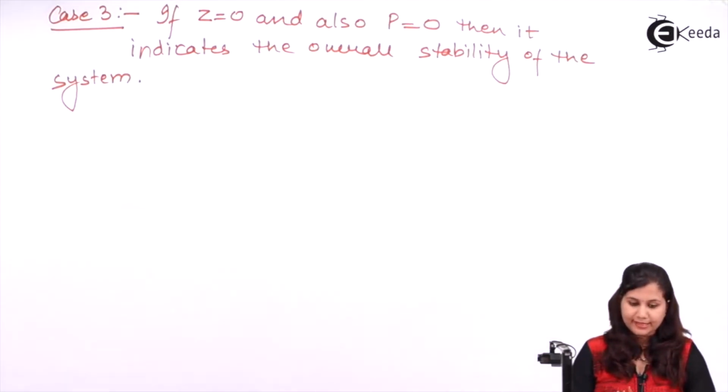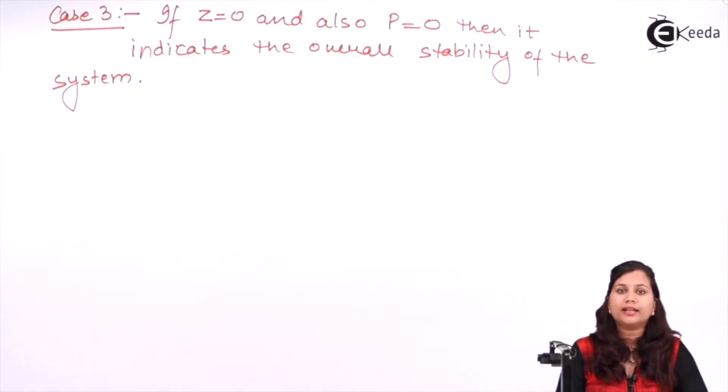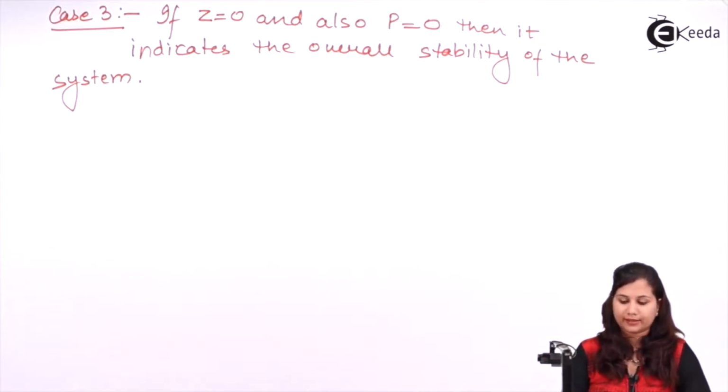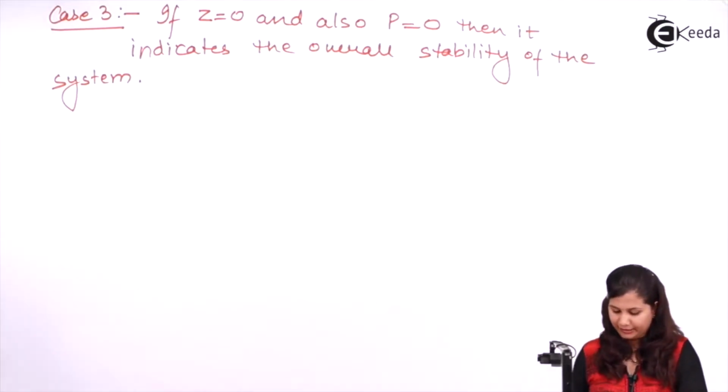So these are the steps. These 6 steps are used to plot the Nyquist plot of a system. Now, what are the advantages of this Nyquist plot? Why do we use the Nyquist plot to find out the stability of the system? Let's see.